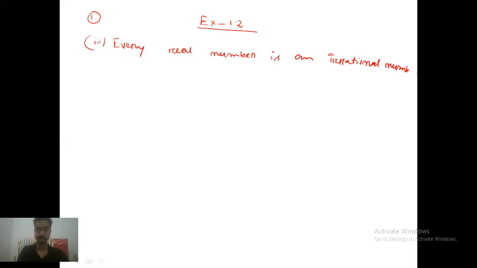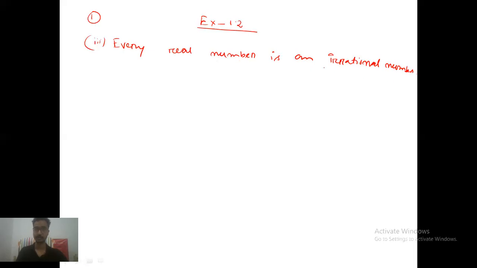Now use your common sense, tell me. Every real number is an irrational number. Is it true? False, because rational numbers are also real numbers. The vice versa will be true: every irrational number is a real number, because we have already discussed the definition of real number. Real numbers are the collection of rational numbers, irrational numbers, natural numbers, whole numbers.